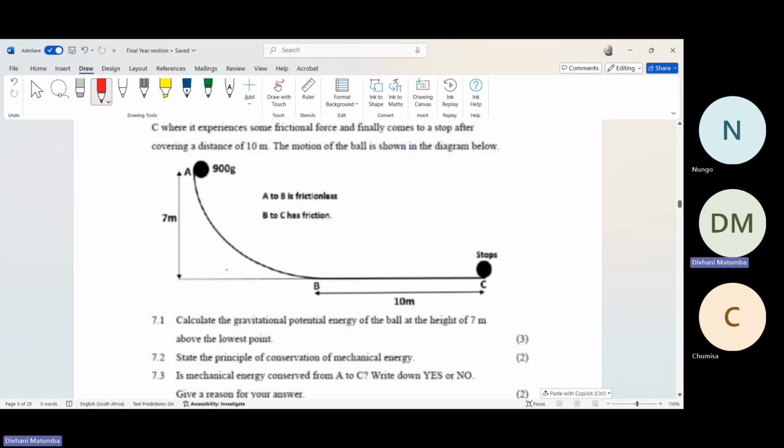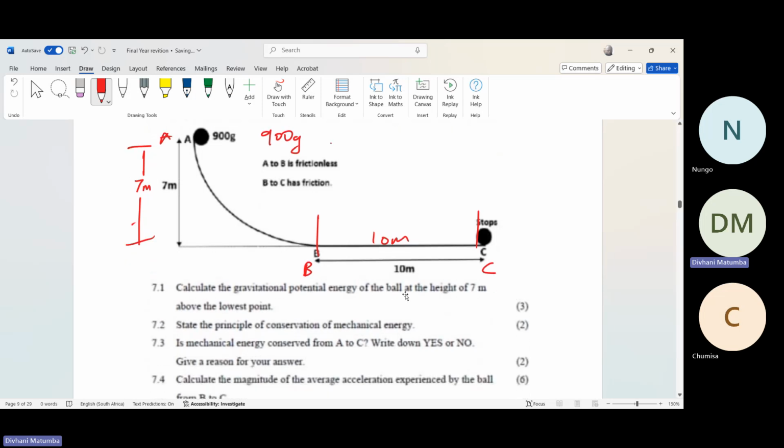Okay, so this is point A, and this is 7 meters. And this is 10 meters from here to there. And the ball is 900 grams. Point A, point B, and point C. Calculate the gravitational potential energy of the ball at a height of 7 meters above the lowest point.